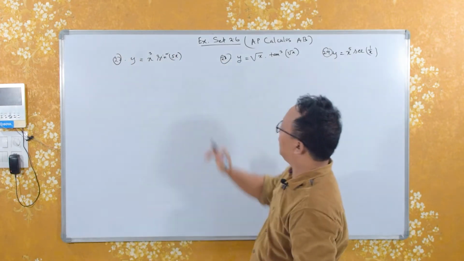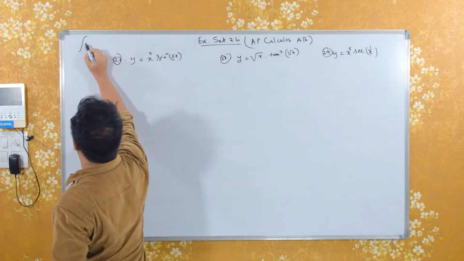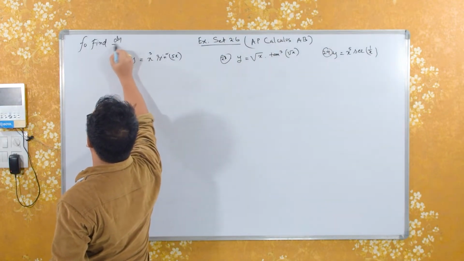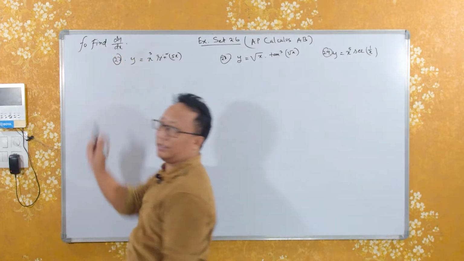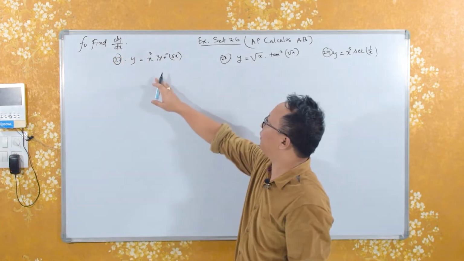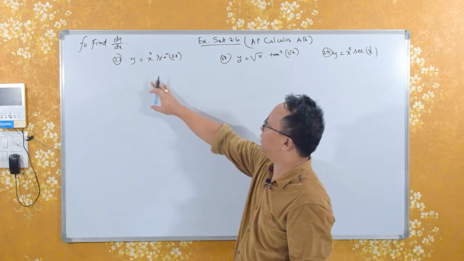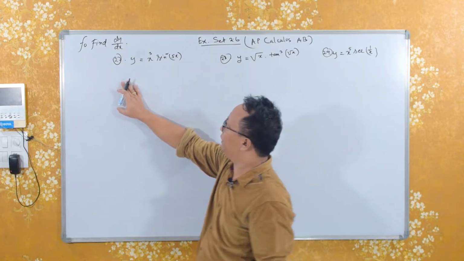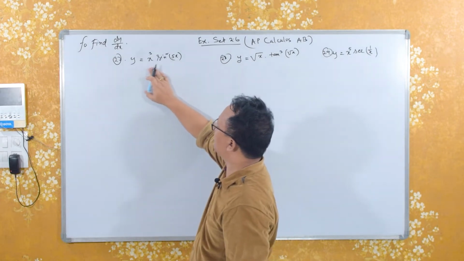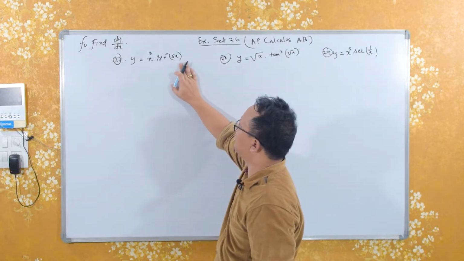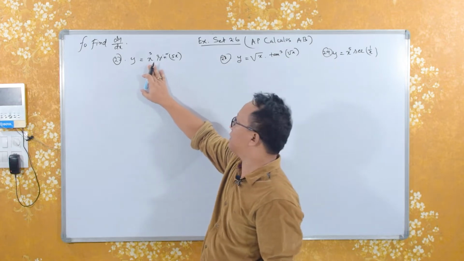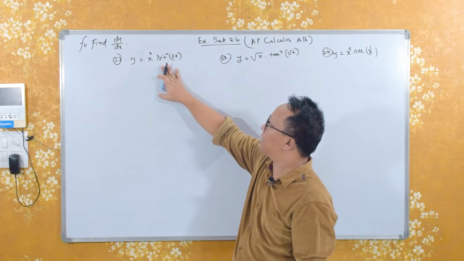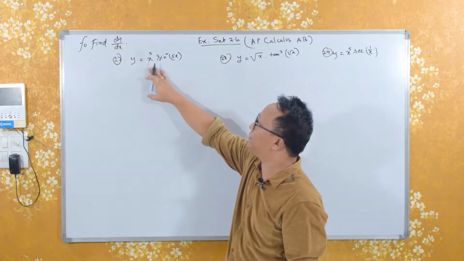Now our aim is to find dy by dx of the following questions. Say y equals x cube into sine square 5x, this is question 27. Here we have two functions: x cube is an algebraic function, and sine square 5x is a trigonometric function.